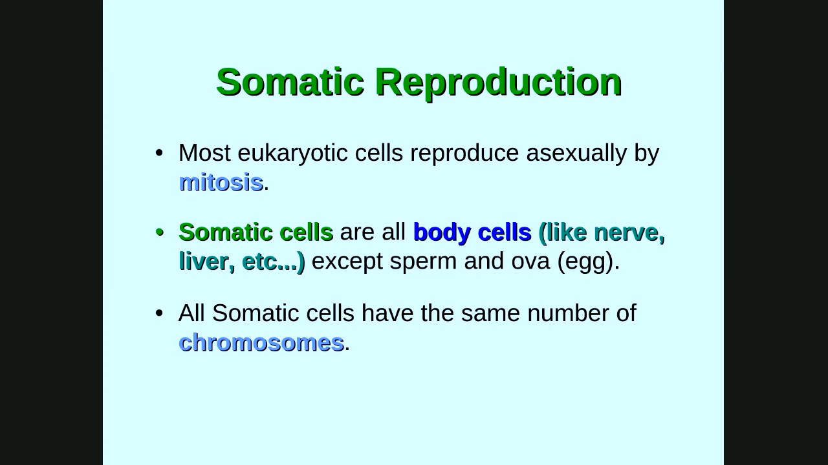The somatic cells are all the body cells, like nerve cells, liver cells, stomach cells, and muscle cells, except the sperm and egg. Sperm and egg are not somatic cells, but are known as sex cells or germ cells. All the somatic cells have the same number of chromosomes, while sperm and egg have half the number of chromosomes. It means they will have 23 chromosomes, while the somatic cells have 46 chromosomes.